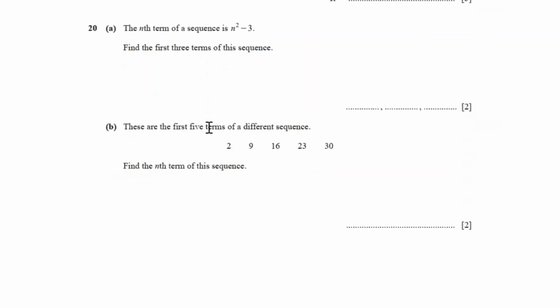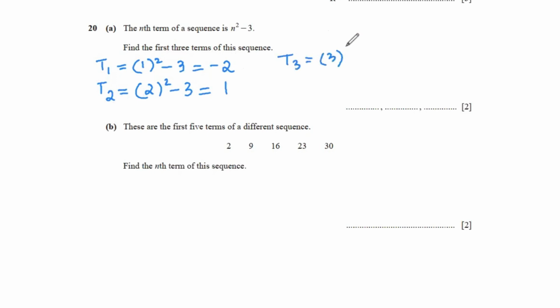Then question 20 says the nth term of a sequence is n squared minus 3. Find the first 3 terms of the sequence. So for the first term, which is t1, we'll put n equals 1. So 1 squared minus 3, that's negative 2. For the second term, we put n equals 2. So that's 4 minus 3, which is positive 1. And for the third term, we put n equals 3, which is 9 minus 3, and that's 6. So negative 2, 1, and 6.